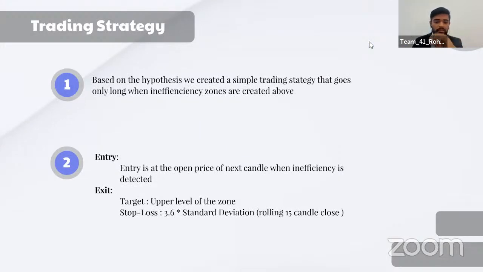Basically, we have developed a simple trading strategy. We just take entry at the open price of the candle next to the verify candle, and we set our target as the upper level of the zone, when the high of a candle crosses the upper level. We have also introduced a stop loss as 3.6 times the standard deviation of the rolling 15 candle close. Apart from this, we have also considered a trend line breakout to take a position, but the number of trades decreases significantly, as 2/3 of the retracements happened within 5 to 6 candles. Now let's move on to the conclusion and the result part.